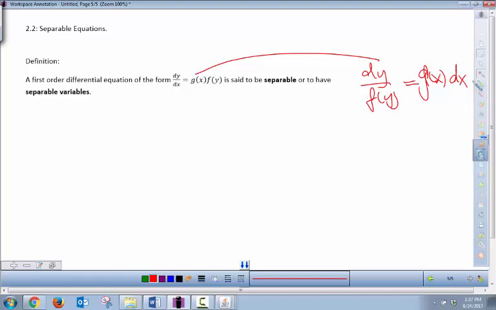A lot of the autonomous differential equations are really separable differential equations that we can do. And the example that we were looking at earlier was also another example of a separable differential equation.